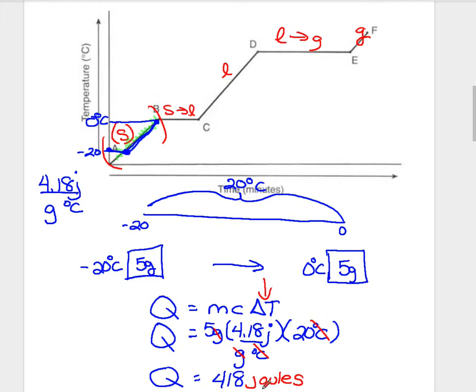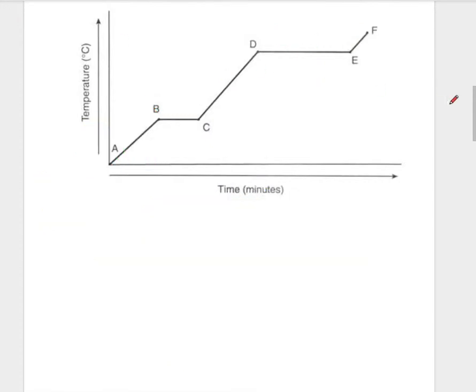I need 418 joules to be added between this spot right here, whatever that time is, and this spot, so that I can go from negative 20 degrees to 0 degrees. I hope this is making sense. Alright, let's try some problems. Keep in mind this all relates to this graph. I don't want you to forget that when we are dealing with this formula, we are only talking about these 3 segments of the graph, because that's where the temperature change is taking place.